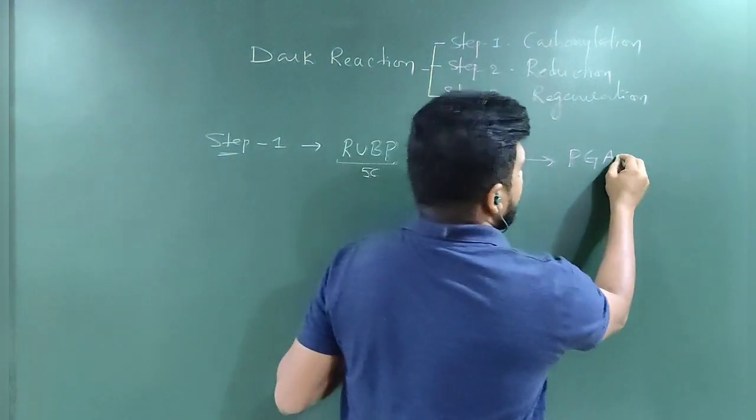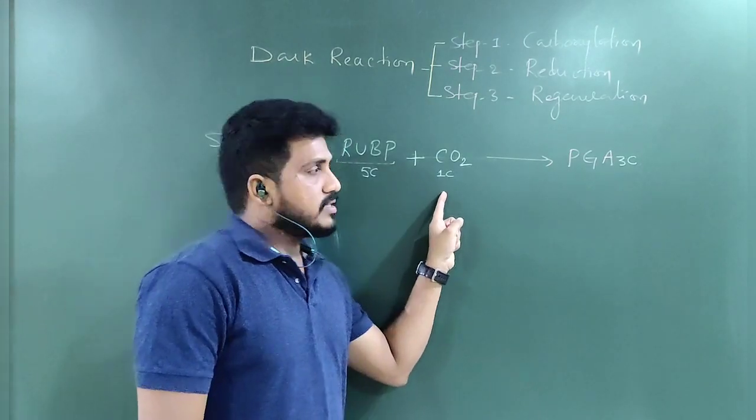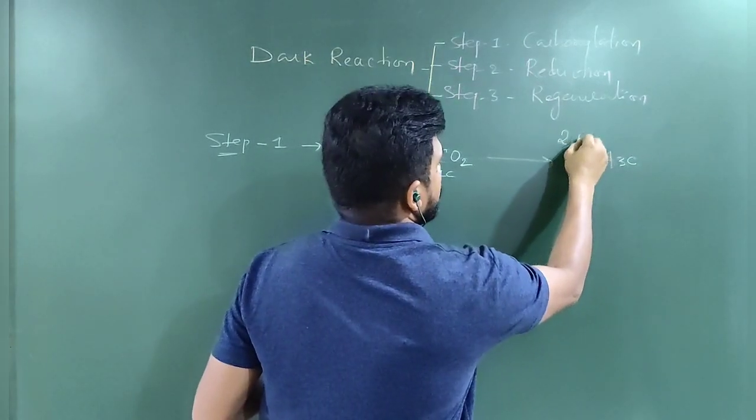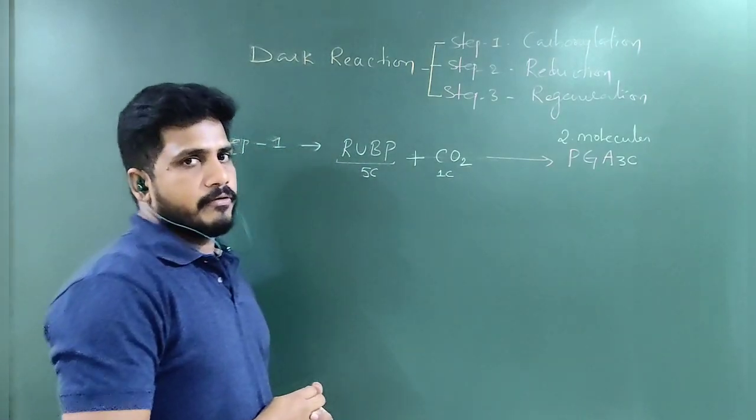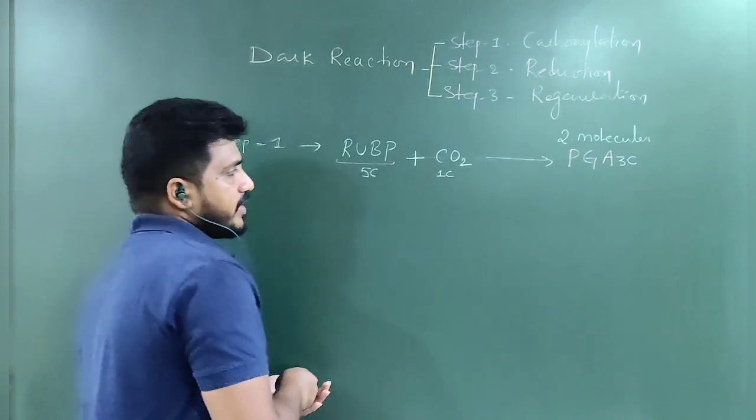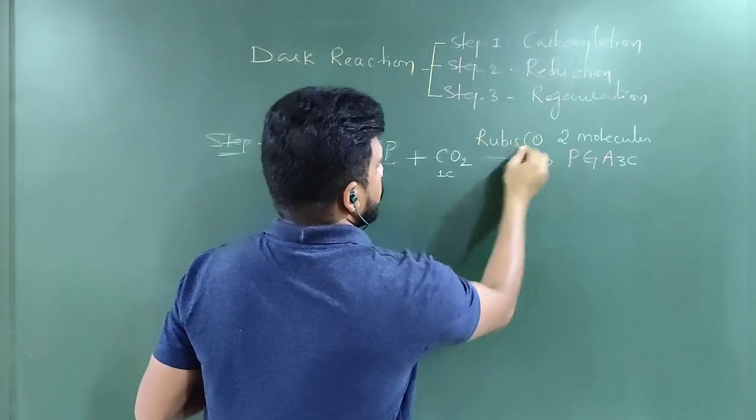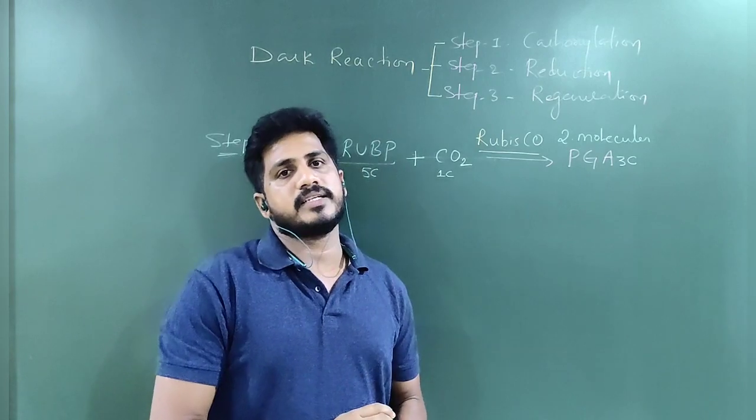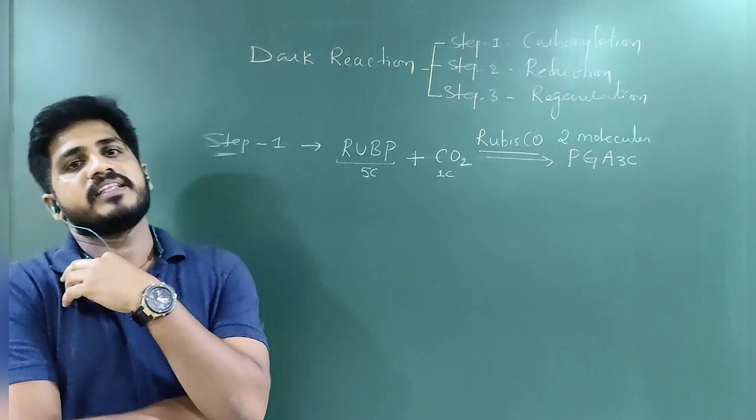PGA is 3 carbon, right? Then 5 carbon plus 1 carbon is 6 carbons. But this is 3 carbon, so 2 molecules of PGA form. This is called carboxylation. In this carboxylation, a very important enzyme is involved, called Rubisco. What is Rubisco? Ribulose bisphosphate carboxylase and oxygenase. So it has a dual nature, and it is the most abundant protein in the world.